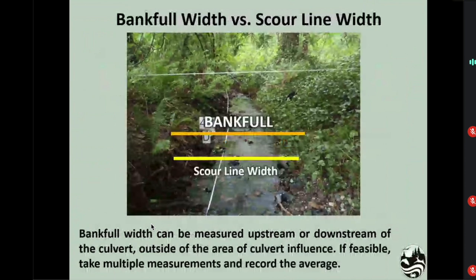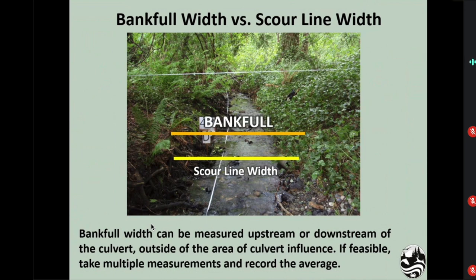So advancing on, here's an image with the same. This is a pretty good image because it shows the scour where you've got some raw stream bed material, and the bank full width is not as clear on the right bank, but on the left bank it kind of flattens out here. So you can imagine if this stream filled with water, it's going to start spilling over right at this level. And both of these are horizontal measurements.